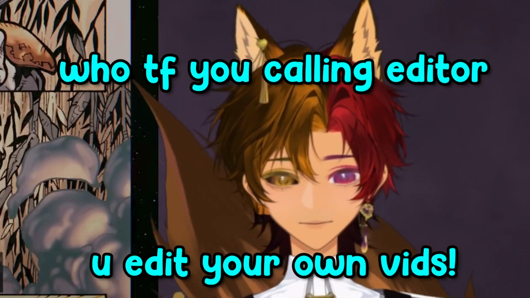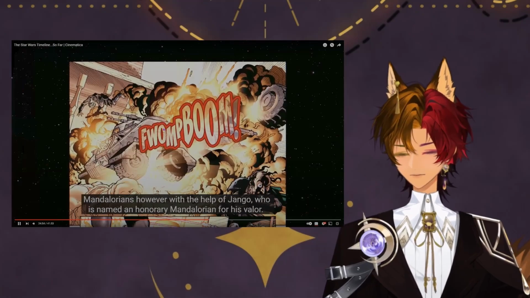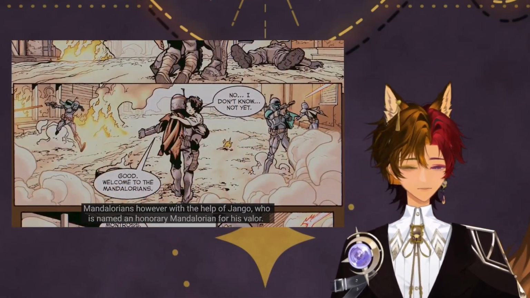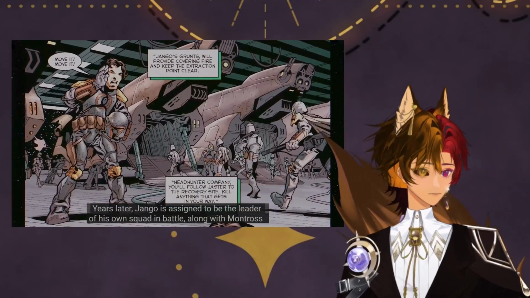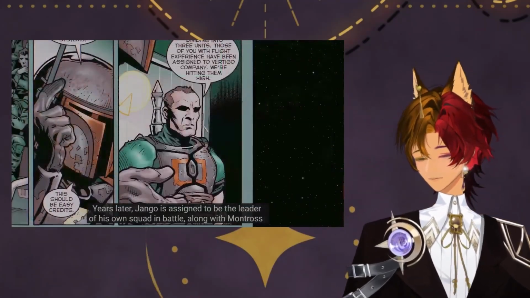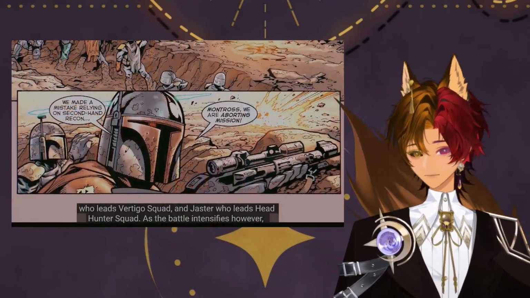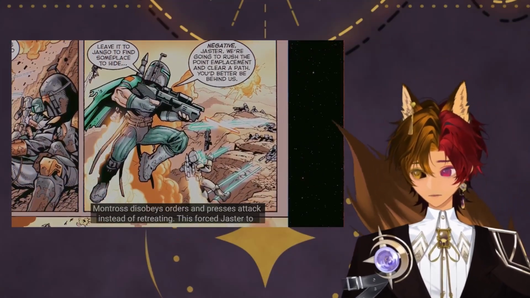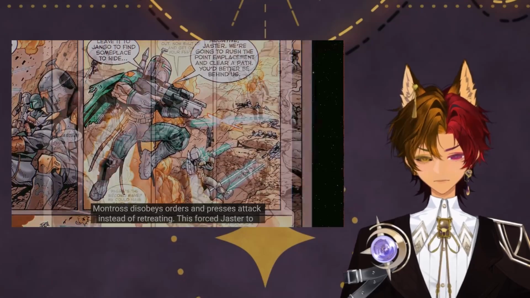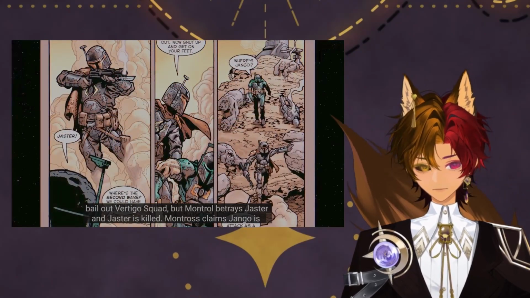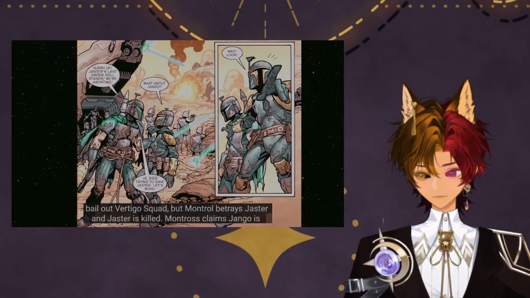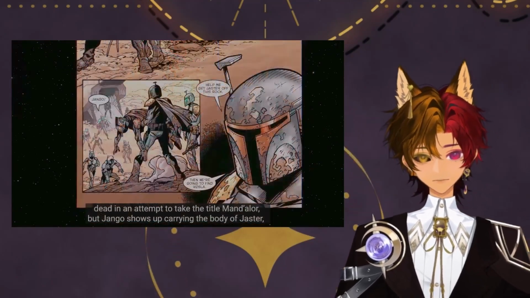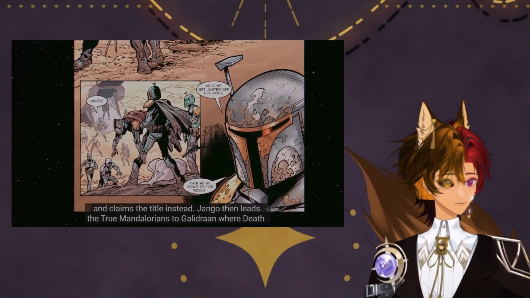Let's move on. The battle is won by the true Mandalorians, however, with the help of Jango, who's named an honorary Mandalorian for his valor. Years later, Jango is assigned to be the leader of his own squad in battle, along with Montrose, who leads Vertigo Squad, and Jaster, who leads Headhunter Squad. As the battle intensifies, however, Montrose disobeys orders and presses attack instead of retreating. This forced Jaster to bail out Vertigo Squad, but Jaster is betrayed and killed. Montrose claims Jango is dead in an attempt to take the title of Mandalore, but Jango shows up carrying the body of Jaster and claims the title instead.